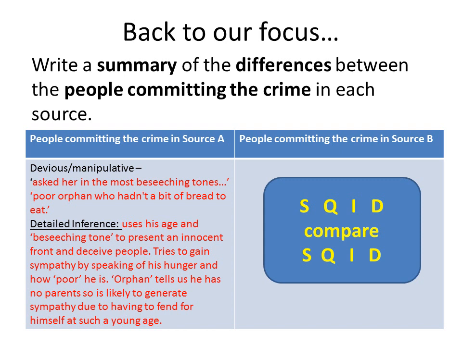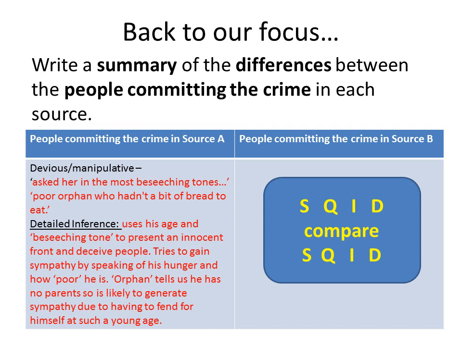Now the evidence that I would use for that, I'm not just going to go for one quote, I'm going to go for two. So the fact that he asked her in the most beseeching tones, that word beseeching helps me to understand that he was trying it on almost, that he was using his age to maybe make her feel sorry for him. So that's my first quote. My second one is the fact that he presented himself to her as a poor orphan who hadn't a bit of bread to eat. He's obviously trying to make her feel sorry for him. So it shows that he's possibly a bit devious, a bit manipulative.